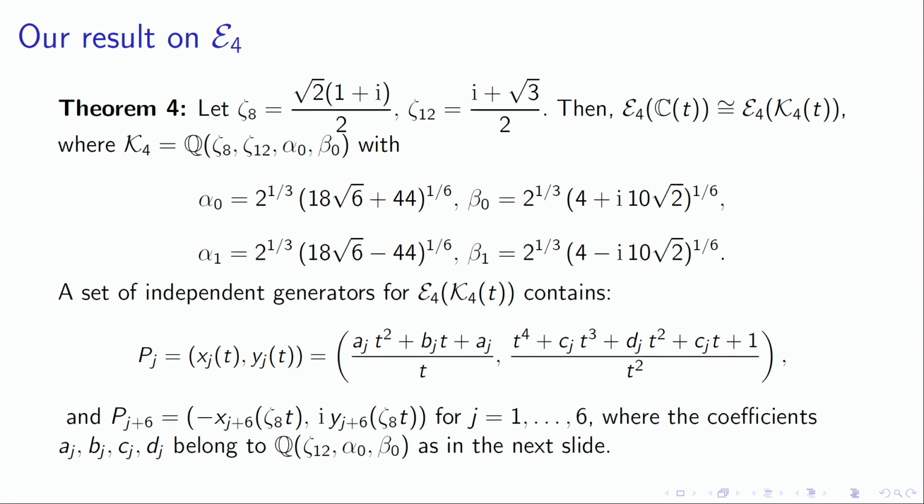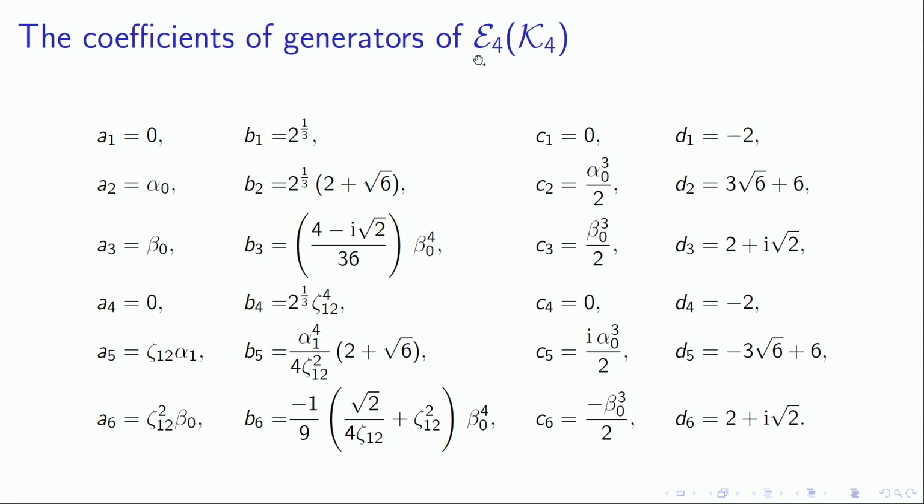For n equal 4, if we let zeta 8 and zeta 12 be these roots of unity, then we have this isomorphism. So K4 is this number field, where we have these complex numbers, and the generators are given by this rational function, where the coefficients are on the next slide. Here we have the rank equal to 12. So we have 12 points with these coefficients.